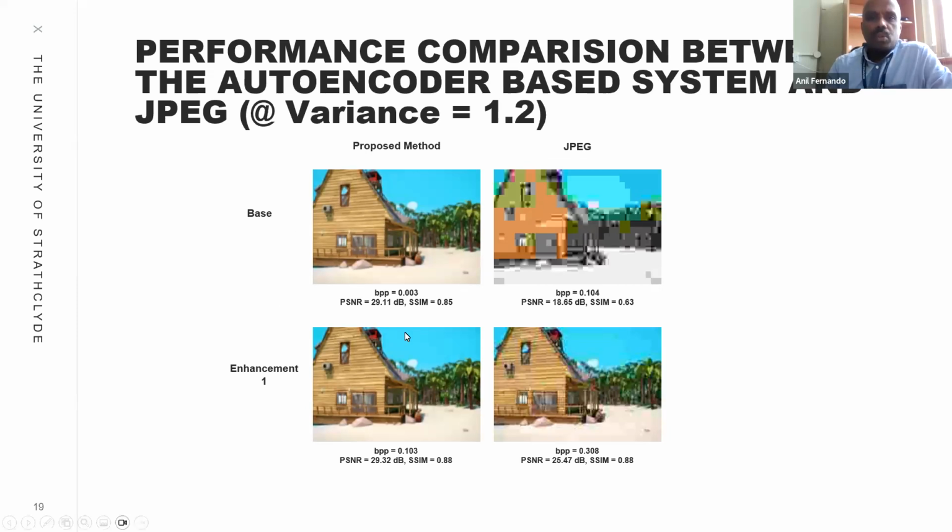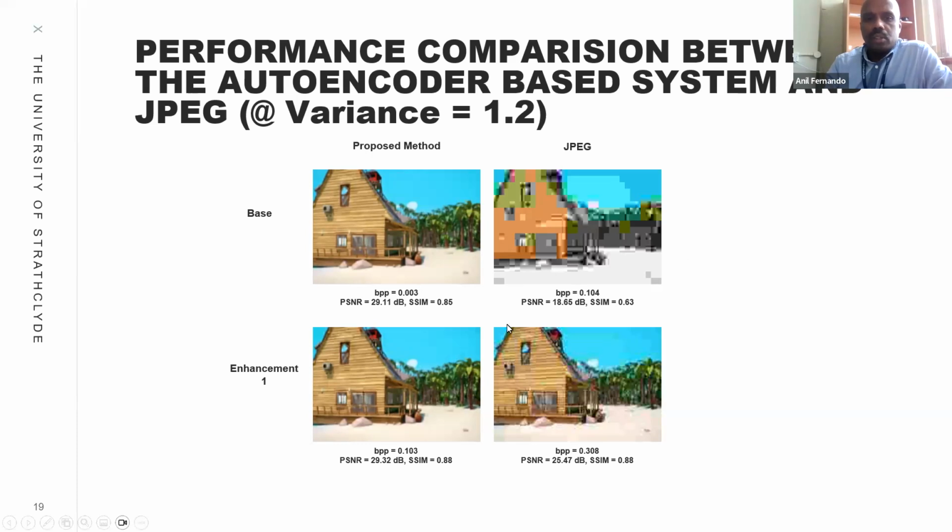The left side presents the proposed method and the right side is for JPEG. You can see that the bits per pixel is also much lower than the equivalent JPEG one, but the quality is quite poor on the right hand side, which validates the proposed scheme for different noise levels. So this is for the base layer.